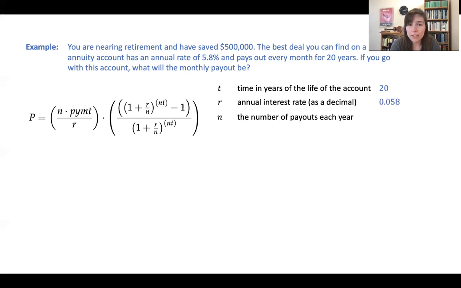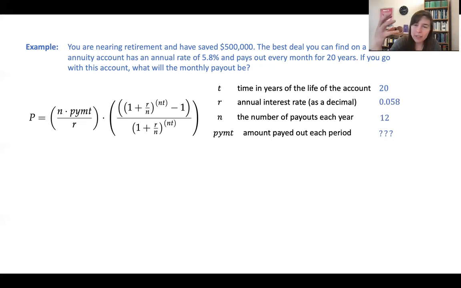N is the number of payouts each year. This is an account with monthly payouts, which is honestly the most common. So since the payouts are monthly, it's happening 12 times a year. The payment, the amount you are taking out each month, that we don't know. That's what we're solving for.